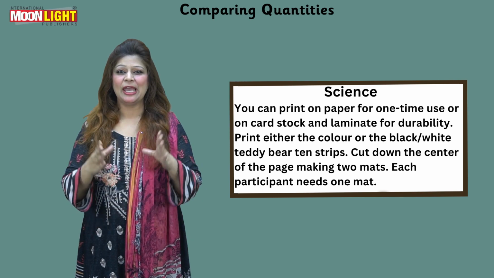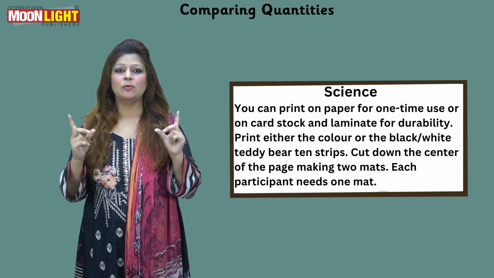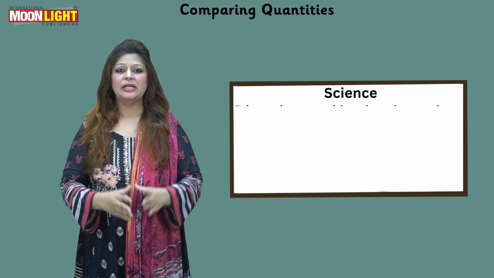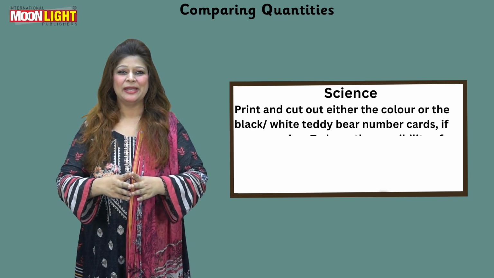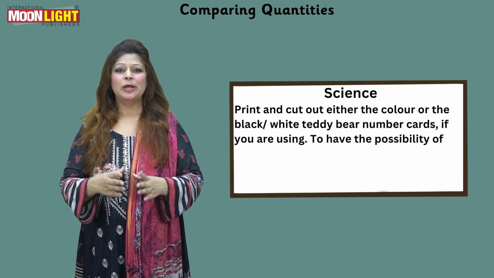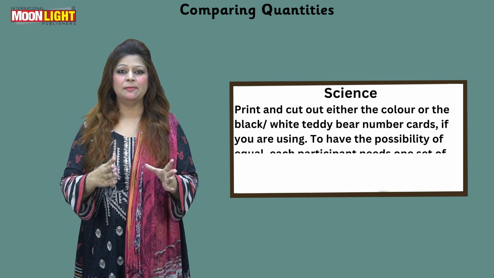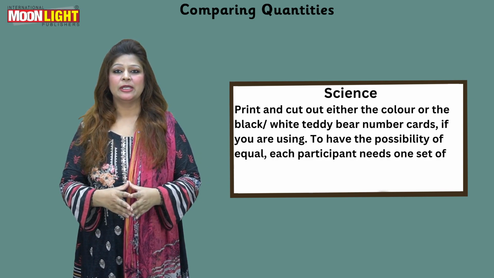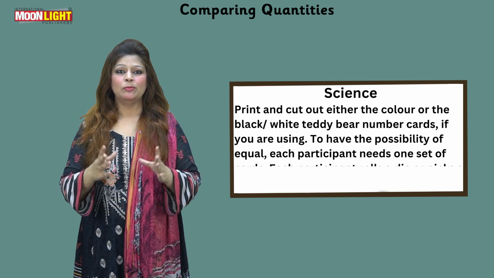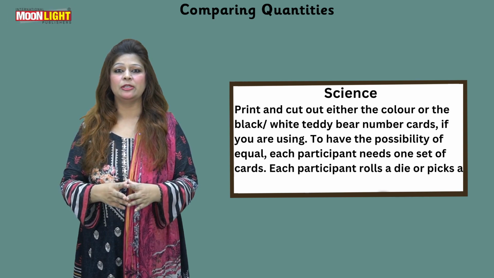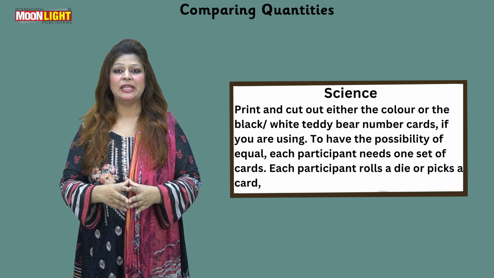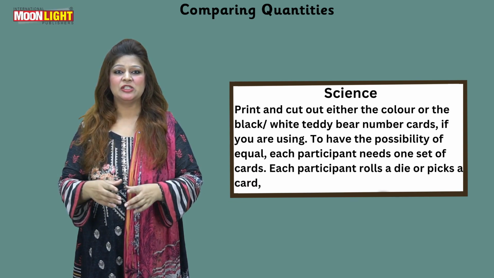Each participant needs 1 mat. Print and cut out either the color or the black one, depending upon you, okay? And you are going to take a teddy bear number card if you are using it. And you are going to have one more thing, that is the possibility of equal. For that, each participant needs 1 set of each card.